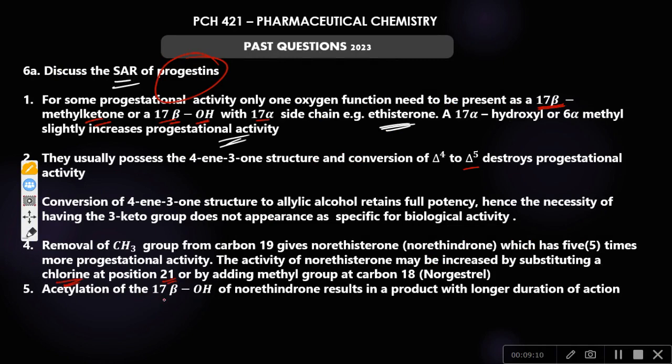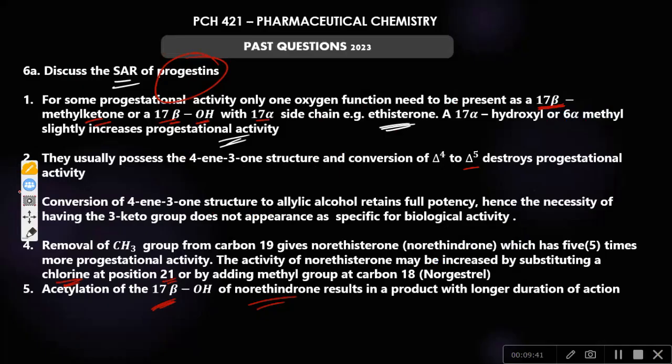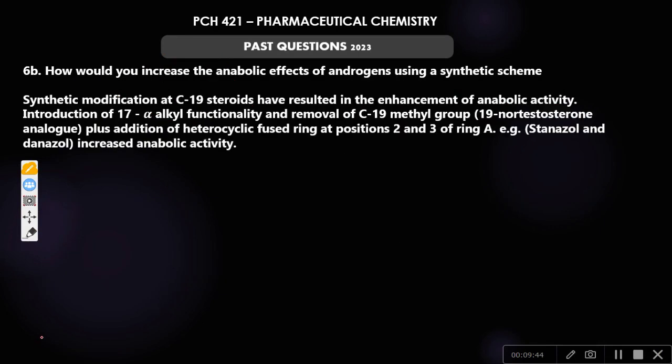Now, acetylation of the 17 hydroxy group of norethisterone results in a product with a longer duration of action. What we are saying is this hydroxy group, if you acetylate it, that means you put acetic acid with it, you're going to give the ester. Are you getting it? You give a product with a longer duration of action. So if you put an ester group here, it gives a product with a longer duration of action. So that is everything about the structural activity relationship for progestin.